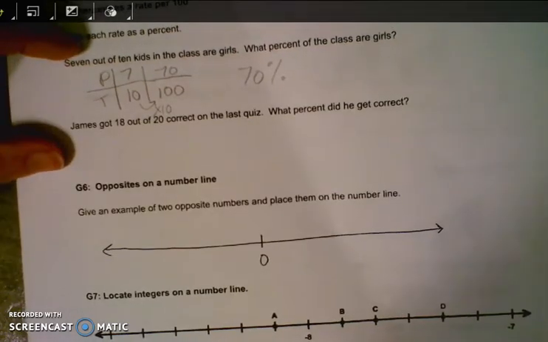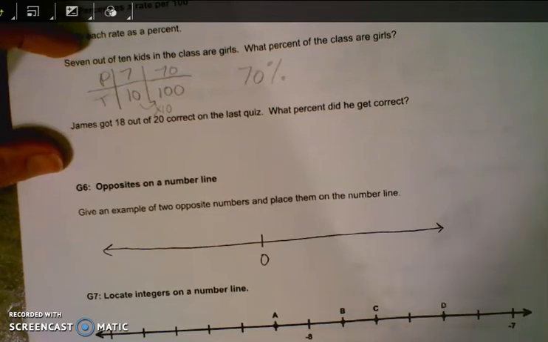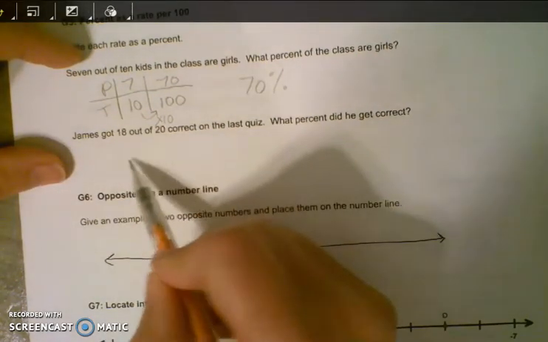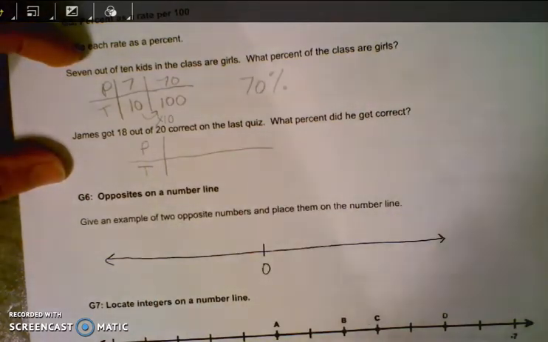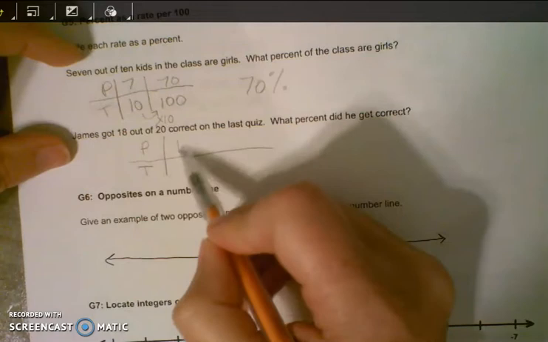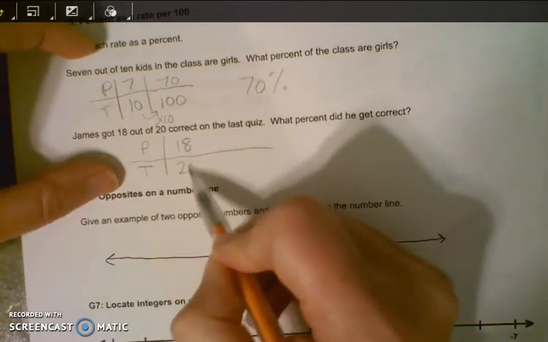Then the second question says James got 18 out of 20 correct on his last quiz. What percent did he get correct? So again, we're starting out with a part to whole or a part to total relationship. The part that he got right was 18. The total possible right on the test was 20.